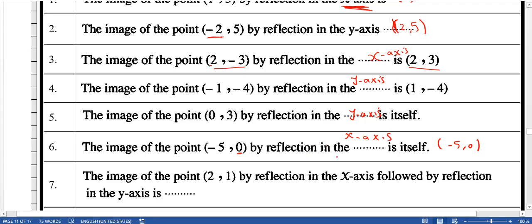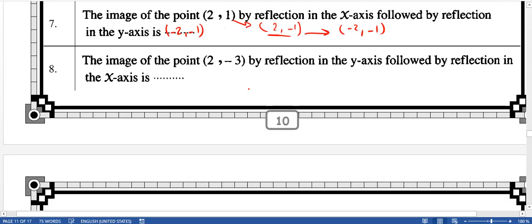The image of the point 2 and 1 by reflection in the x-axis followed by reflection in the y-axis. At first we reflect in the x-axis, and the point will be 2, -1. Then reflect this point in the y-axis. It will be -2 and -1. So the final image of this point is -2 and -1. The next one, reflection followed by reflection, is the same as in number 7.